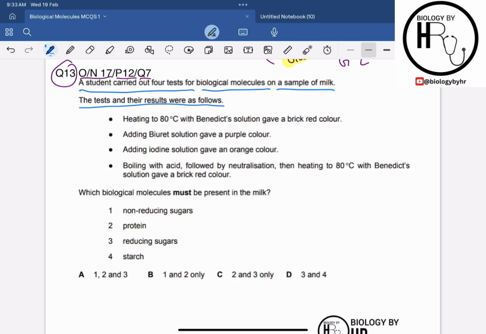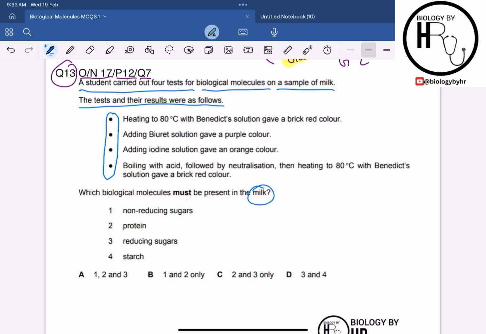Alright, so we have done a question like this above as well. Over here they have given us 4 tests and they have told us the results of the tests as well. Then they are asking which biological molecule must be present in the milk, and they have given us the options non-reducing sugar, protein, reducing sugar, and starch, and we have to tell which of these biological molecules are basically present in the milk, right?